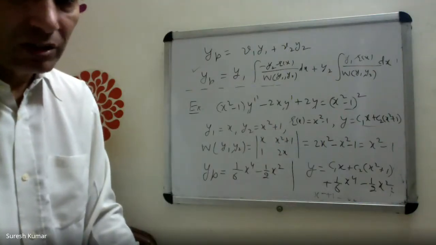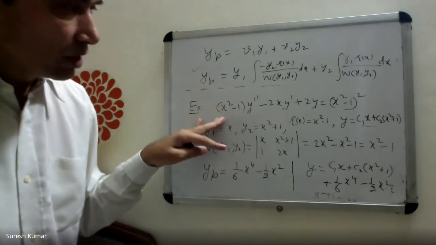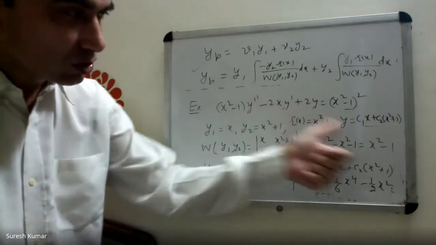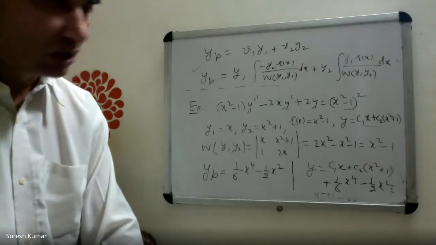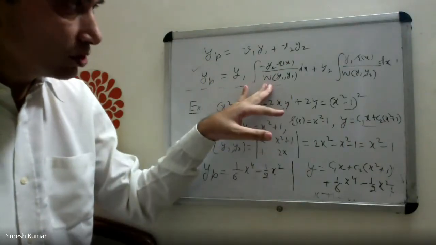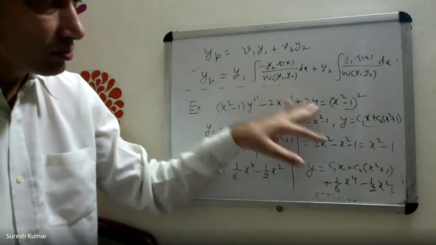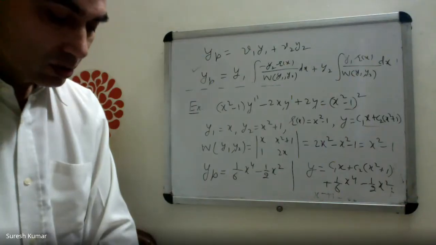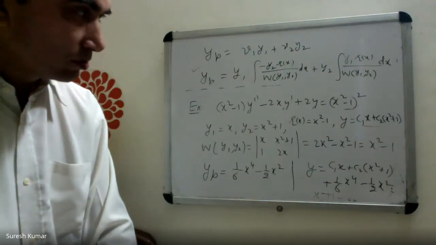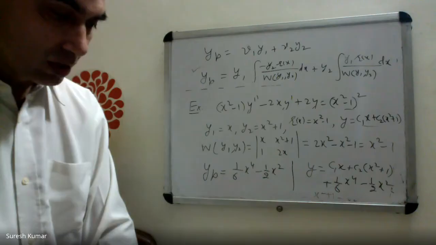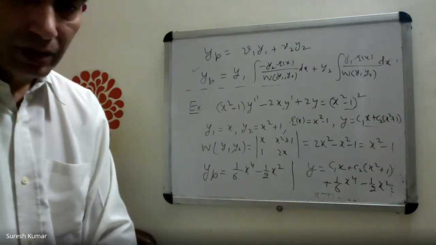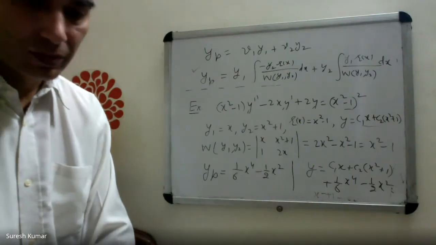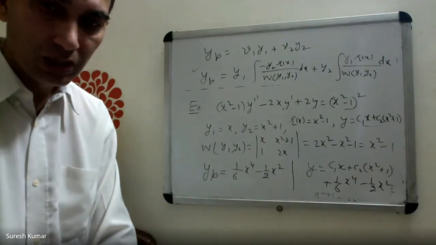It means for finding yp using the method of variation of parameters, first you need to solve the corresponding homogeneous differential equation. You should know your y1, y2. Then you need the Wronskian, and Rx is of course the right hand side of the differential equation. You need to practice more problems for learning this method in a better way. Now there is one more method left, called the operator method. That we will do in the next lecture.